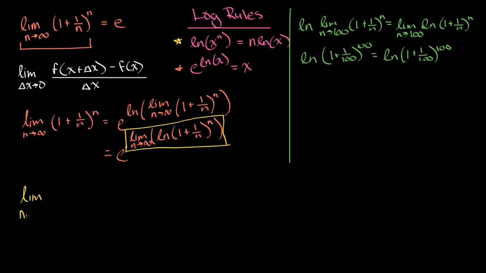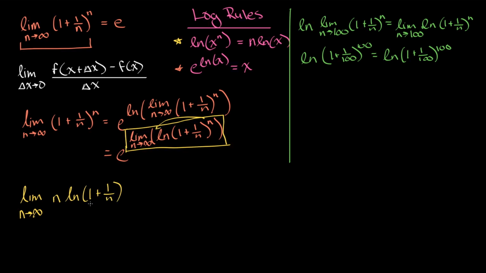So this is the limit as n goes to infinity. And again, I'm going to use this log rule. So I'm going to bring this exponent n out front. So this is now n times the natural log of 1 plus 1 over n.